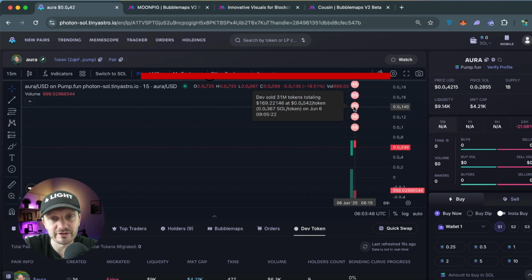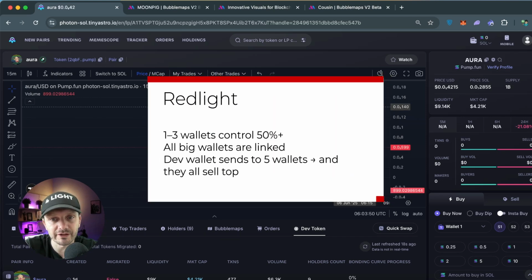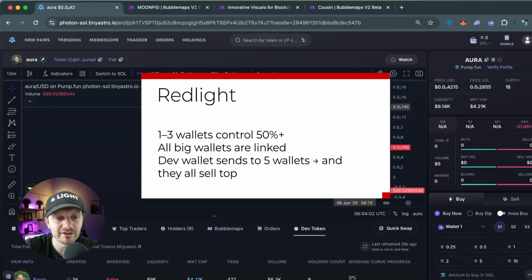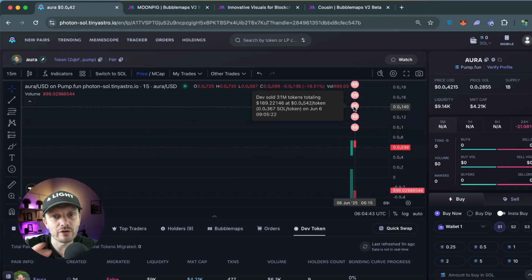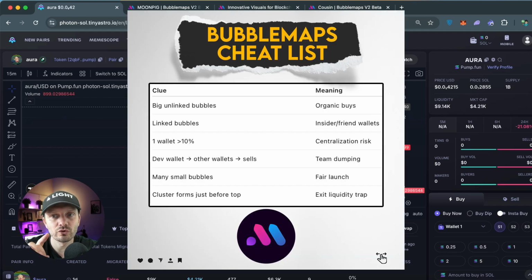Red lights for the tokens, how to avoid the short-term play: 1 to 3 wallets control 50% or more of total supply. All big wallets are linked. Their wallets sent to 5 wallets and they all sell at the top. Now you can take a pause and screenshot this cheat list on how to identify the bubbles using Photon and Bubblemaps if you're trying to trade some risky meme tokens.